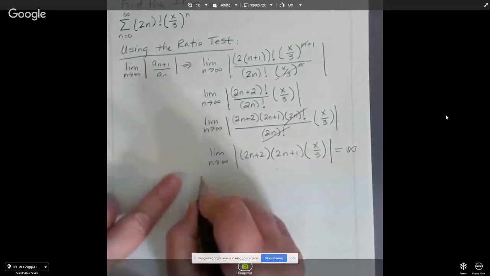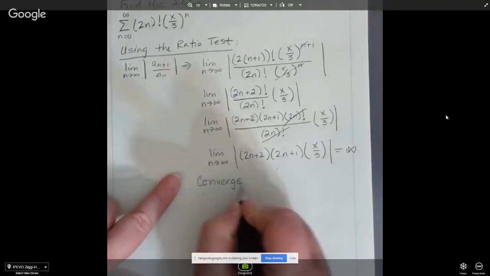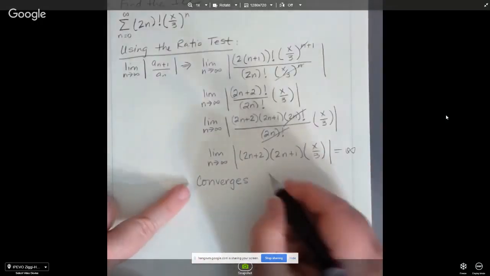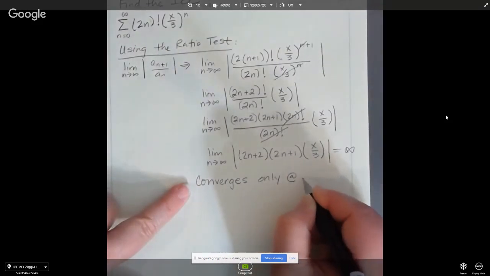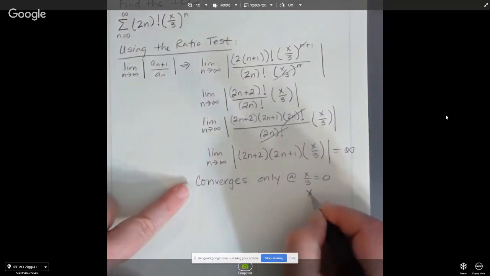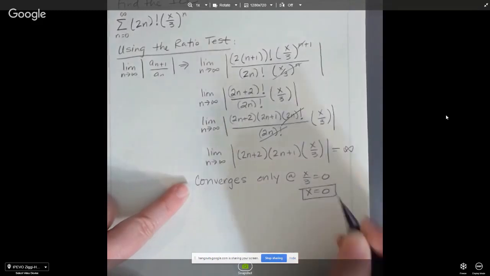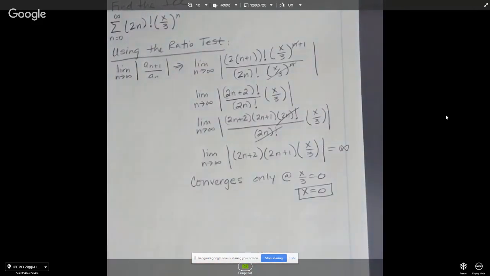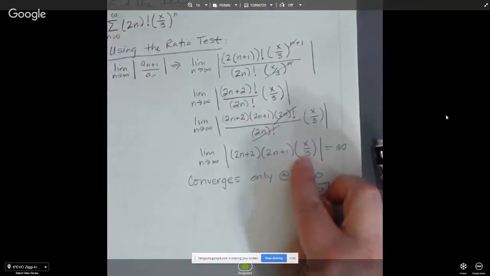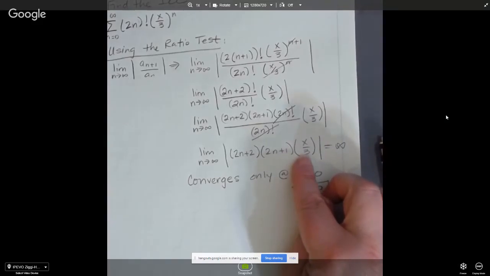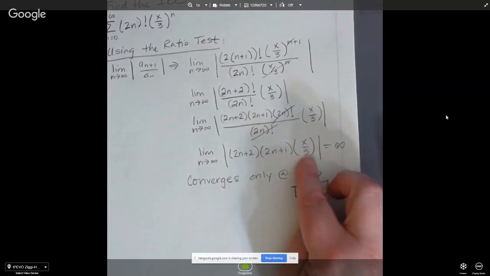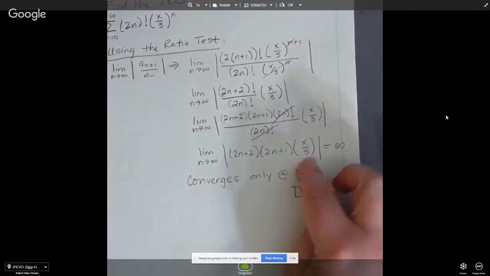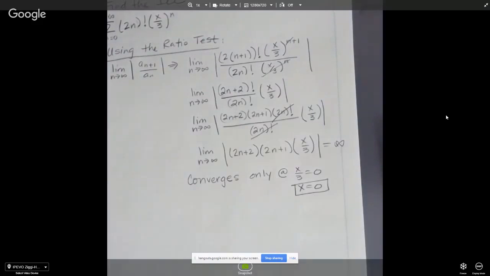Yes, so the 1 point that it converges for is 0. In this case, you would just set x over 3 equal to 0, so that's going to be at x equals 0, because that's the only thing that's going to make this limit as n goes to infinity less than 1. So whatever this is, it could be x minus 3, x minus 2, x minus 1, or 2/3 x minus 79. Whatever makes that 0 is the only point where it'll converge.